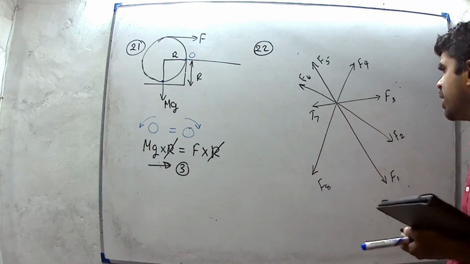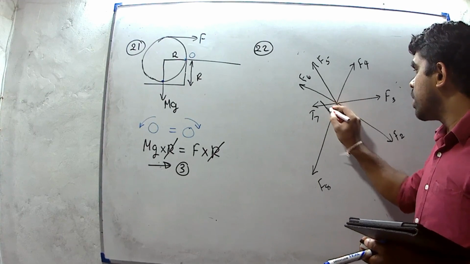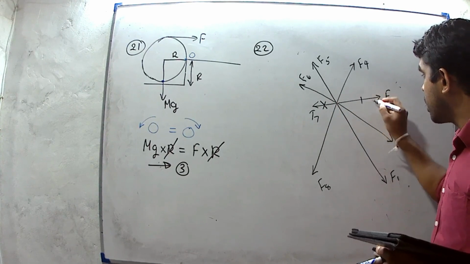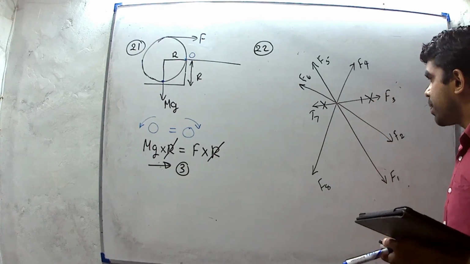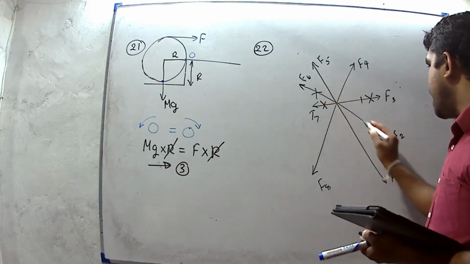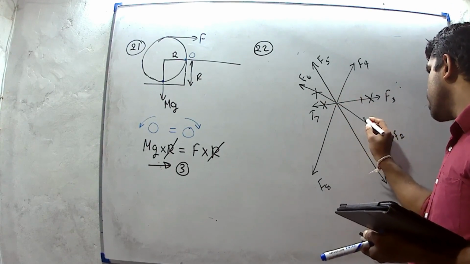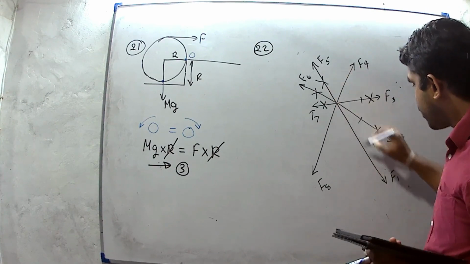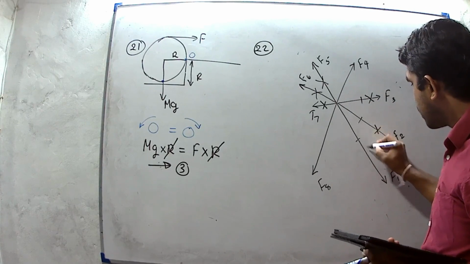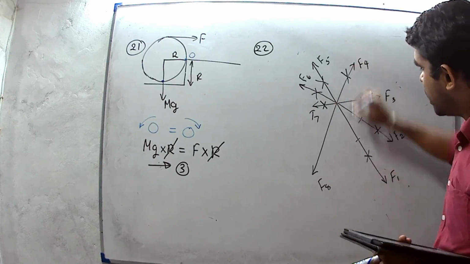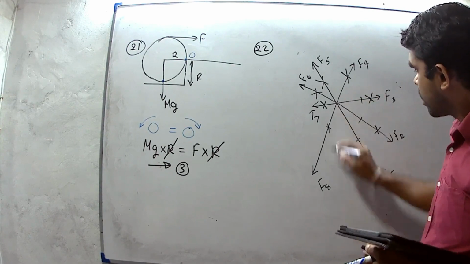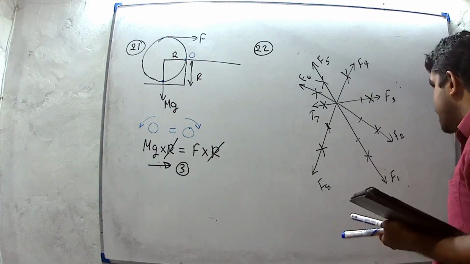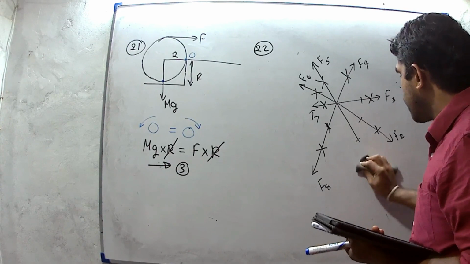When considering the resultant, we have to remove this length and the same length from this line. We have to remove this part. This length and the same length from this line. This length and the same length from this line. This length and the same length from this line. Now we can consider there are four forces like this.